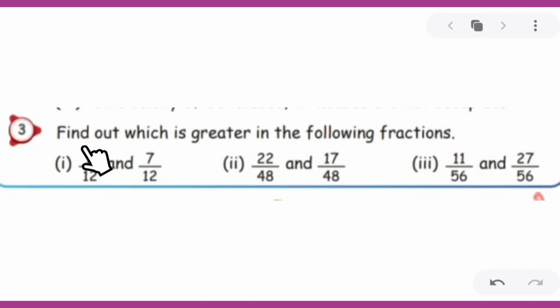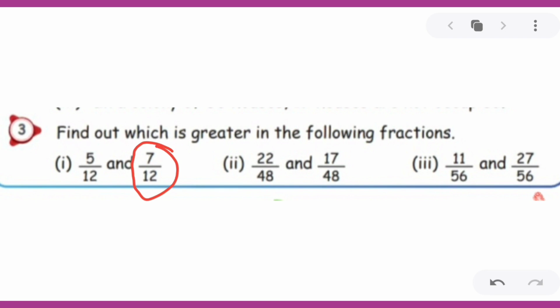Third question, find out which is greater in the following fractions. Greater means the bigger value we have to find. Children, see the first question, 5 divided by 12 and 7 divided by 12. The denominator values are the same, so we have to find the greater value. See the numerator values 5 and 7. Which one is the bigger value? 7 is the bigger value. So the greater value is 7 by 12.